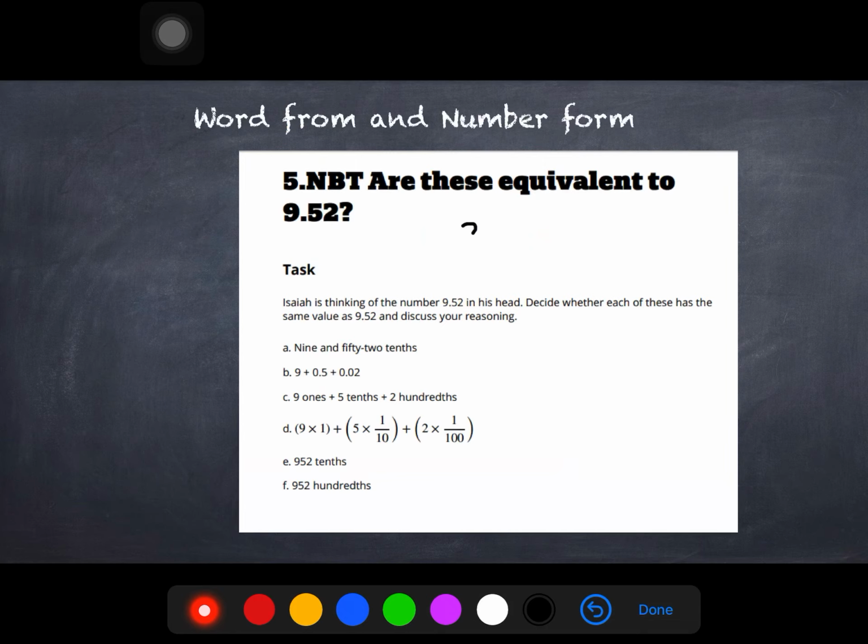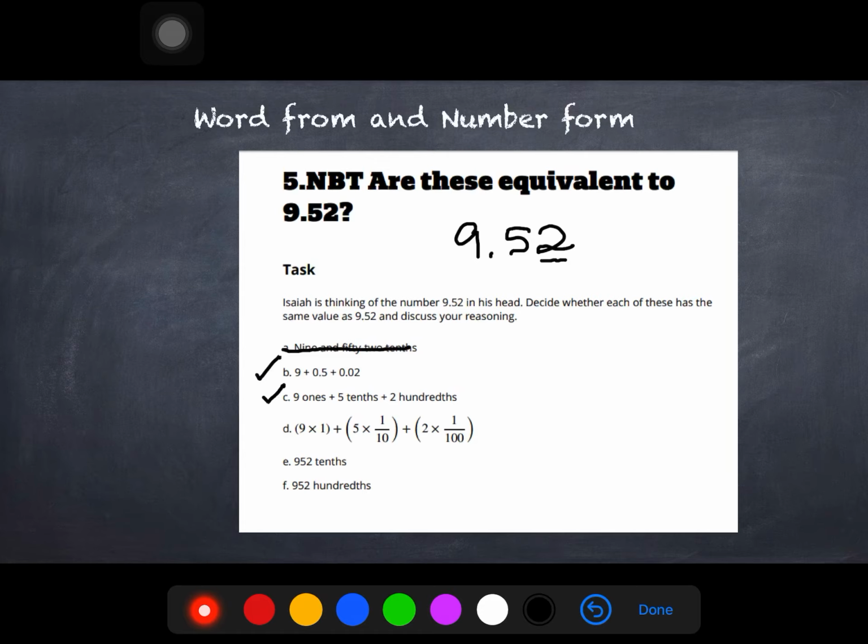Be familiar with number and word form. If Isaiah is thinking of the number 9 and 52 hundredths in his head, which of these has the same value? Write them out. 9 and 52 tenths. Well, I just said, as I wrote it, 52 is in the hundredths place, so no thank you. 9 plus 5 tenths plus 2 hundredths. Yep, that works. 9 ones, 5 tenths plus 2 hundredths.